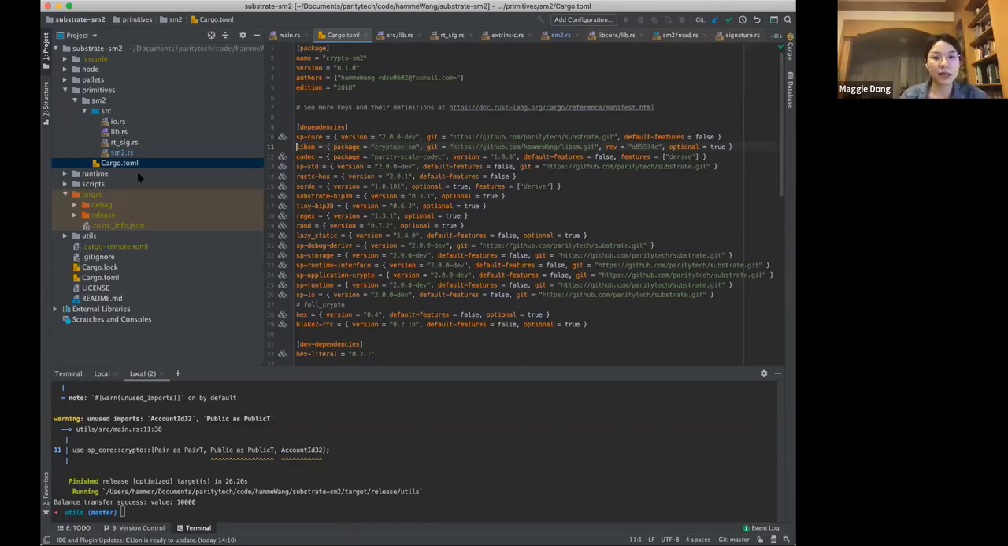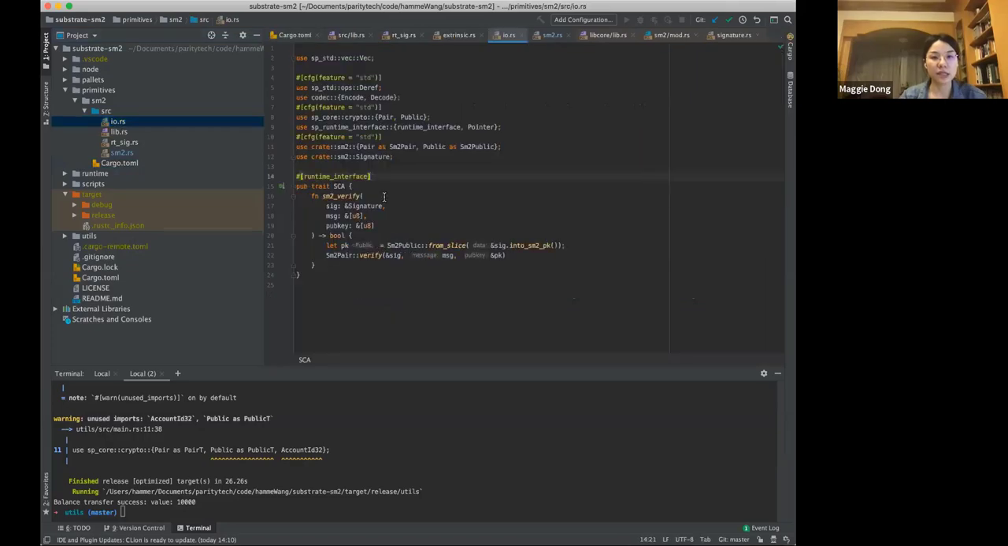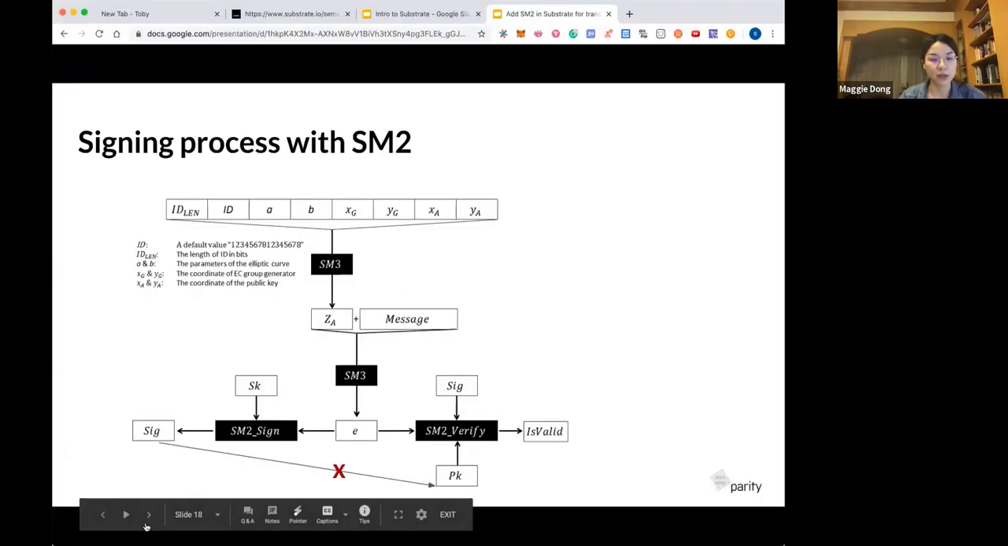But later, I wanted to rewrite the whole libsm into no_std, but I gave up because it's too hard. And later I found there is a magic in Substrate. It's called the runtime interface macro. It's complicated to elaborate on this interface, so I'm just going to show you what this macro can do in Substrate.